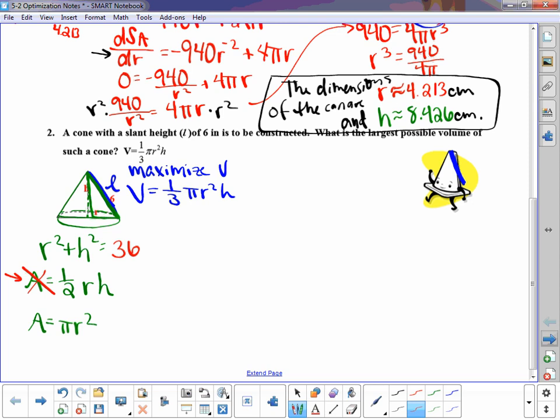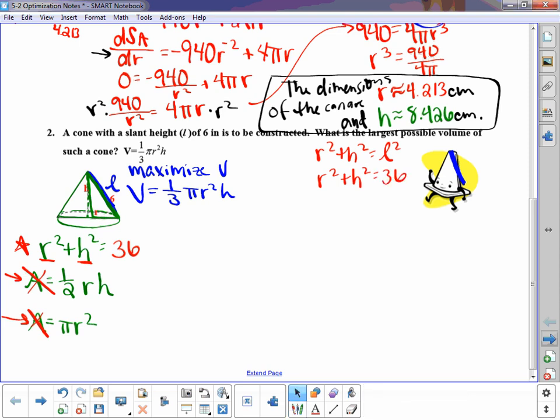No, again, we don't know the area of the triangle, so we run into the same issue as that one there. So we do want to go ahead and use our Pythagorean theorem. Notice that we're left with only r and h, and no other variable that we're introducing. So that's what we want to go with. So I'm going to write that off this side here. So r squared plus h squared is l squared, but again, for this particular situation, we have r squared plus h squared is 36.